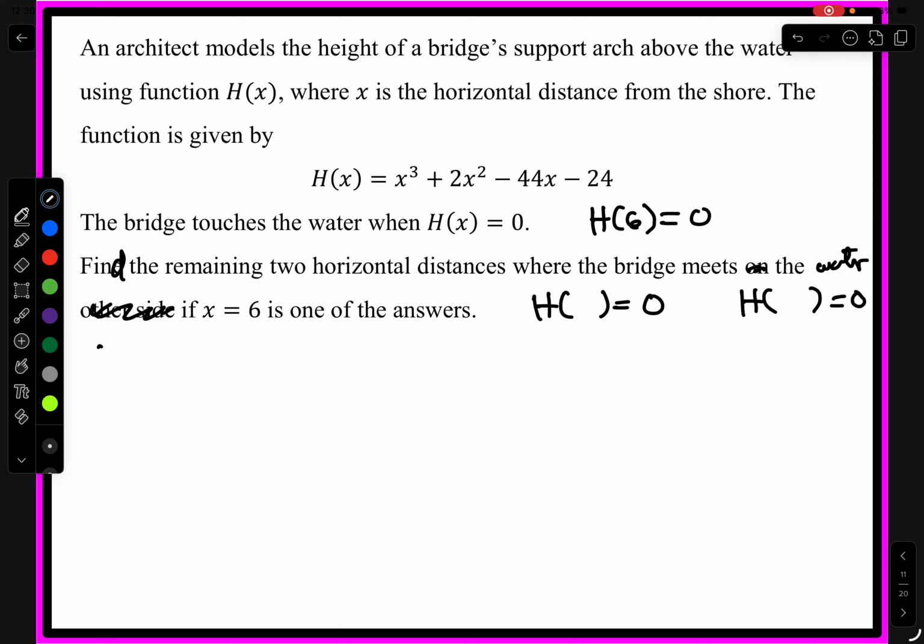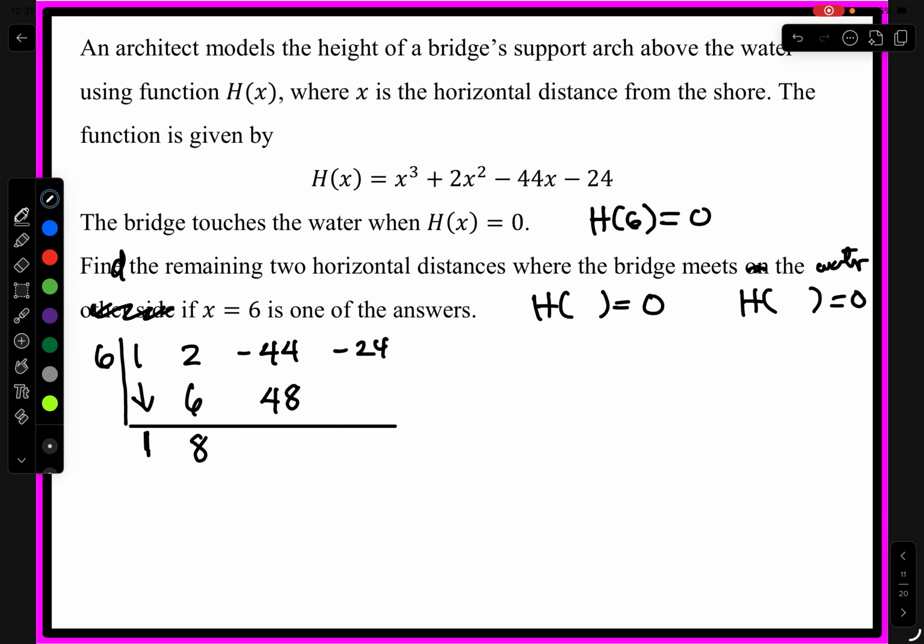So if I get that solution, 6, and I use that in a synthetic division problem, 1, 2, negative 44, and negative 24, I can create a quadratic equation and use, hopefully, factorization. So we're going to bring down the 1 as per our synthetic division procedure, multiply that 1 with 6 to get 6. We're going to add these two, and then multiply that answer with 6, which is 48, and add that with negative 44, which is positive 4, and then multiply that 4 with 6, and add that answer with negative 24 gives us 0.